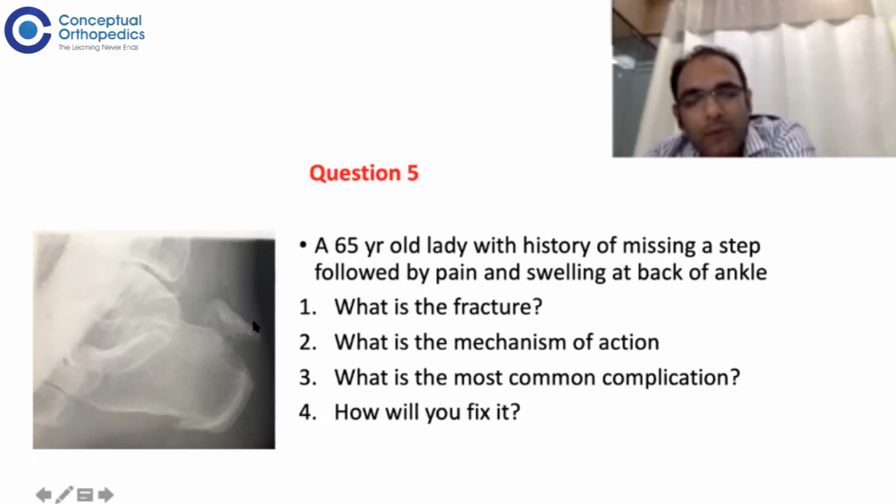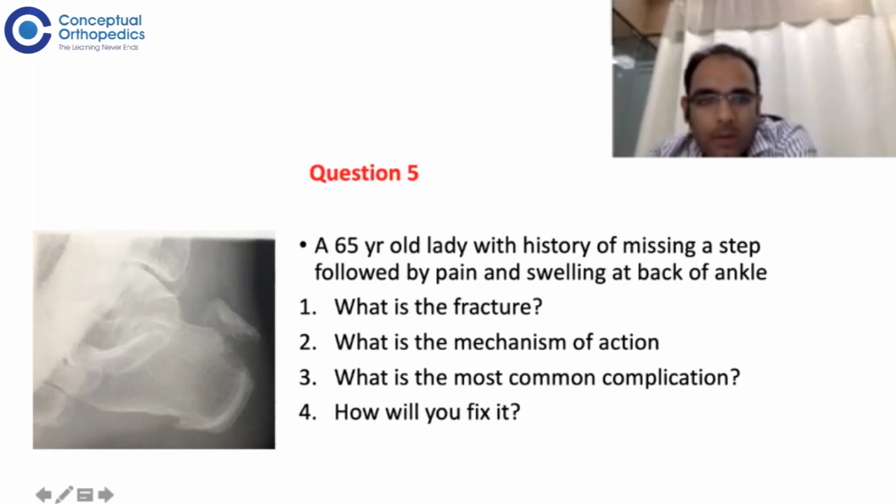Some form of suture, which can be either transosseous or in the form of suture anchors, can be used. There have been some studies which talk about the biomechanical stability, and it has been shown that a combination of screw and suture anchor for this fracture is biomechanically the most stable configuration.